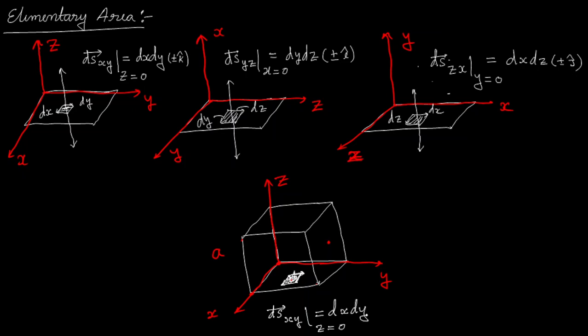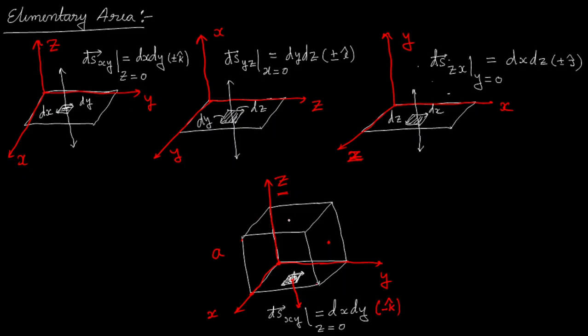dx dy. Now since this is a closed surface, if we want to write the unit vector associated with this area vector, we first have to draw an outward normal on this surface. Which direction do we have to draw? We have to draw downward. So this will be the outward normal to the surface, and this direction is exactly opposite to the z-axis. So it will be minus k cap.